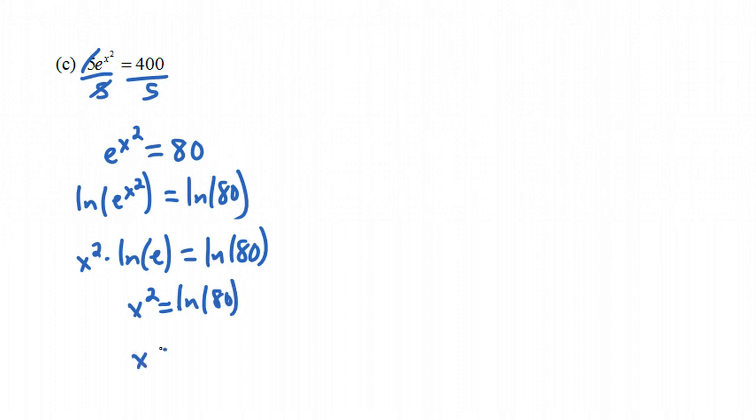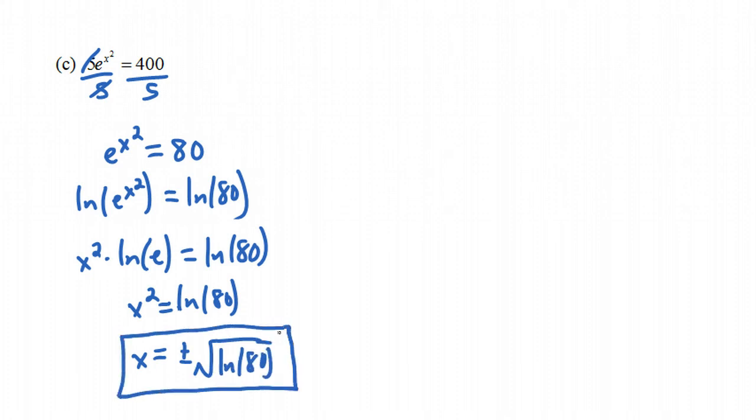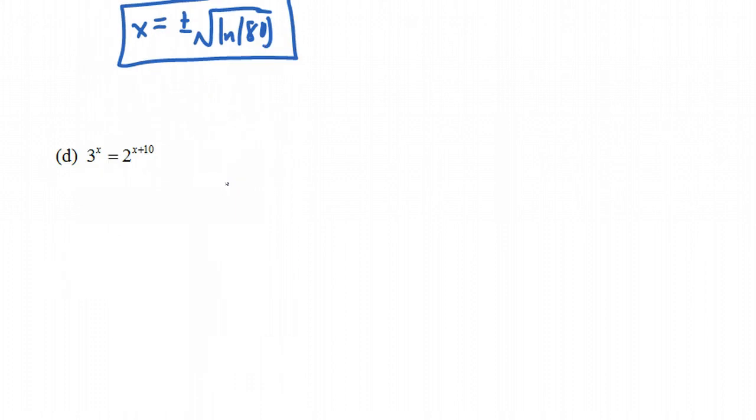And so x is equal to plus or minus the square root of natural log of 80. Take the square root of both sides, or really plus or minus the square root of both sides, and that gives you the answer. And again, you could figure out what natural log of 80 is as a decimal, and then take the square root and then plug in both the positive of that and the negative of that into the x, and they should both be solutions.